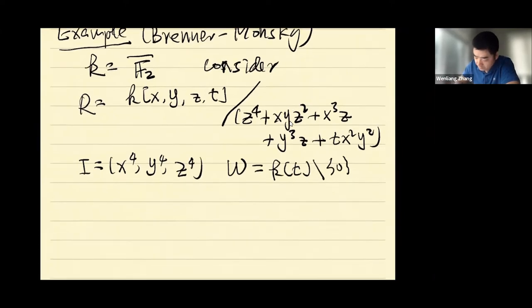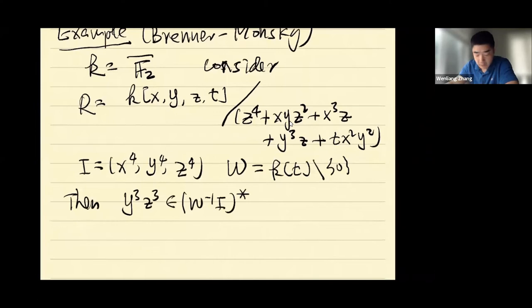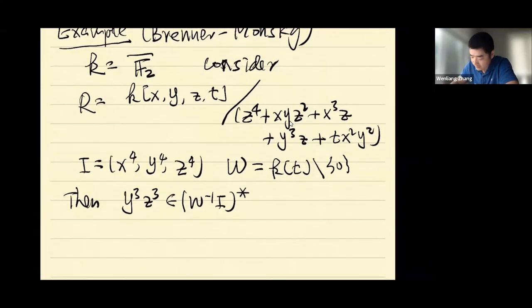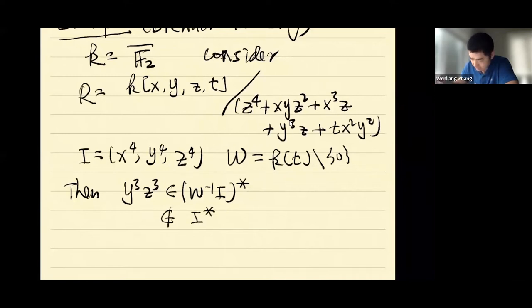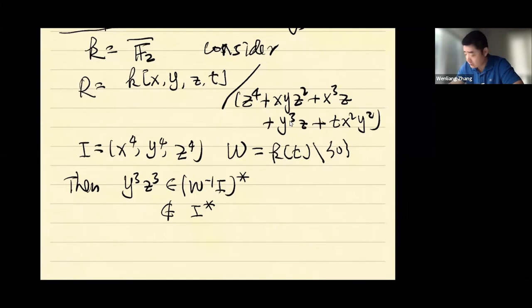Then they proved that for one particular element, y cubed and z cubed, this belongs to the tight closure after localization. However, it is not in the tight closure of I alone. So meaning after localization, the tight closure may get bigger. Like I said, this is a highly non-trivial calculation, and there's no way I can prove this in all details. There is an excellent expository paper written by Paul Monsky, which is self-contained and highly recommended. Now, instead of going through this example, I'd like to focus on open problems, and the idea goes into some positive results.